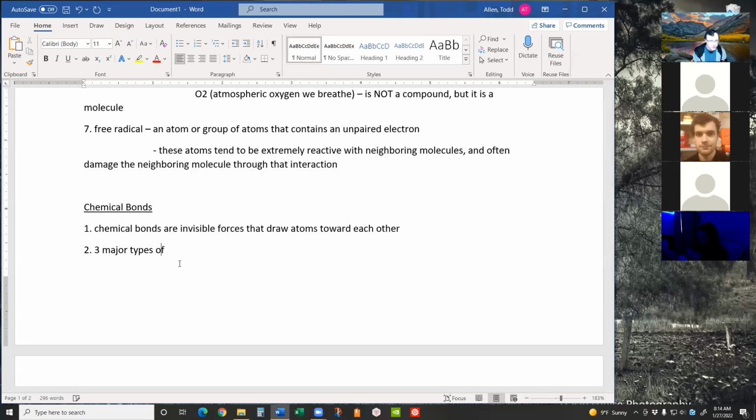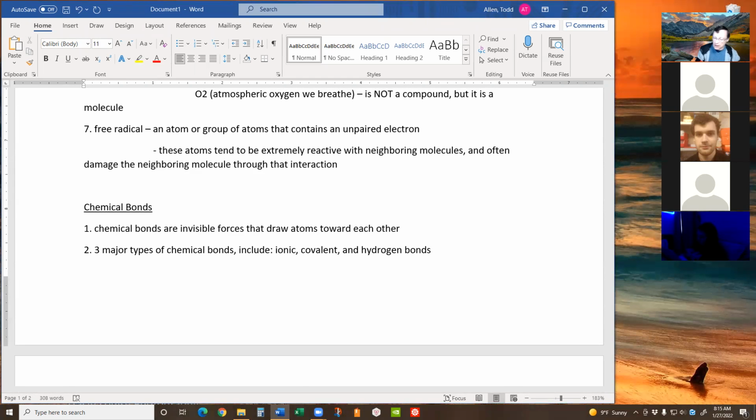Okay, so three major types of chemical bonds include ionic bonds, covalent bonds, and hydrogen bonds. Okay, and so the topic of chemical bonds begins in section 2.2 of your textbook, and as you read across your digital textbook, you're going to see major headings, are you not, of ionic bonds, covalent bonds, and hydrogen bonds.